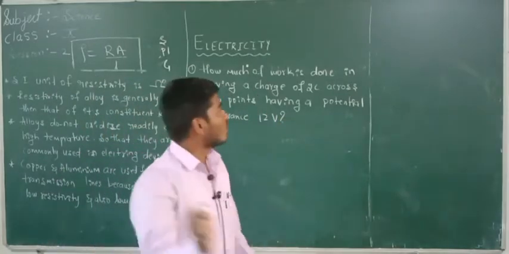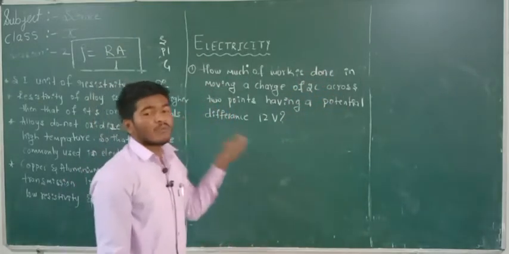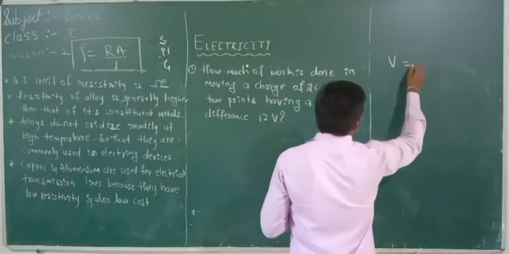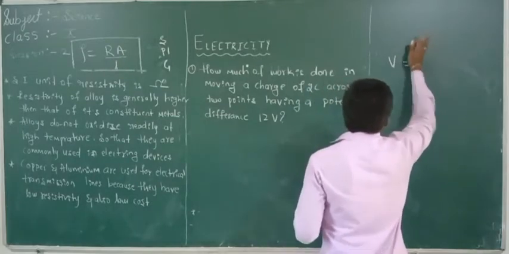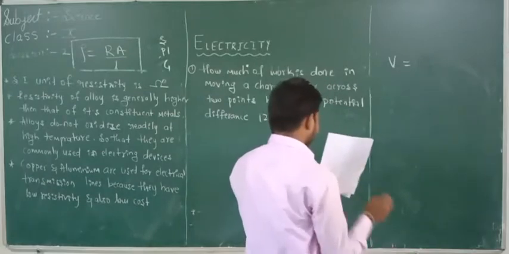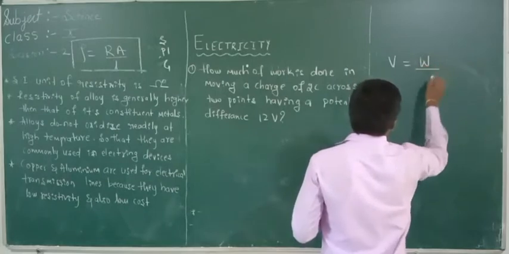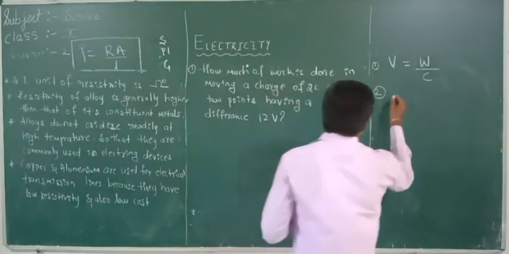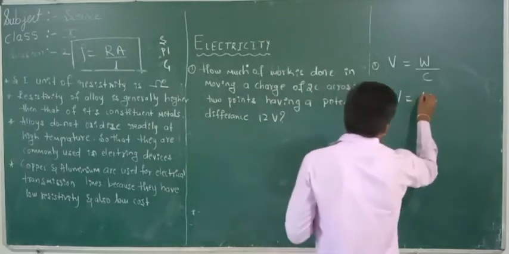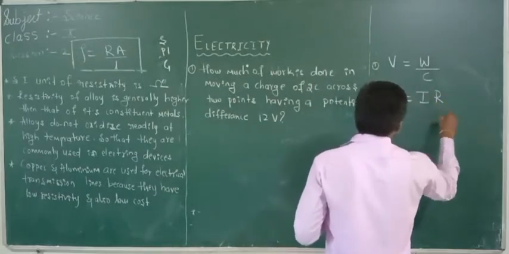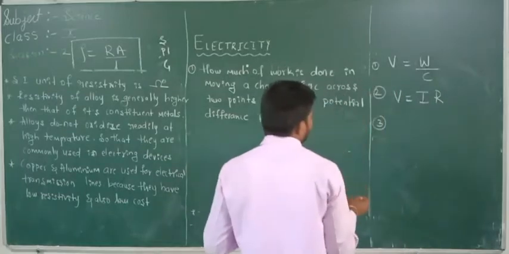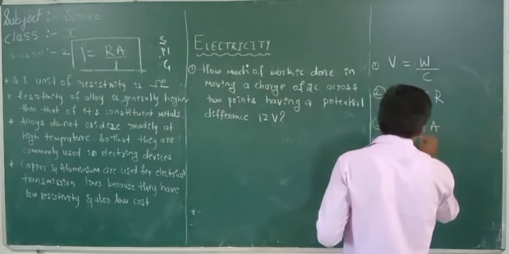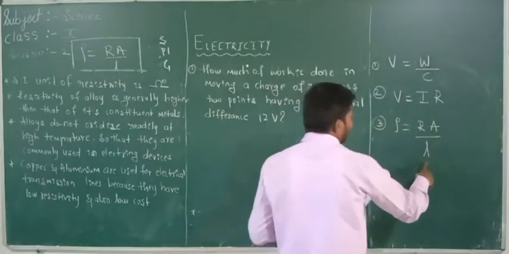Before solving the problems, on one side we are going to write all the formulas. First one, potential difference V is equal to work done divided by charge. Second one, from Ohm's law, potential difference V is equal to I into R, that is current into resistance. Third one, the resistivity of a material rho is equal to R into A divided by L, that is resistance into area of cross section divided by length of the conductor.